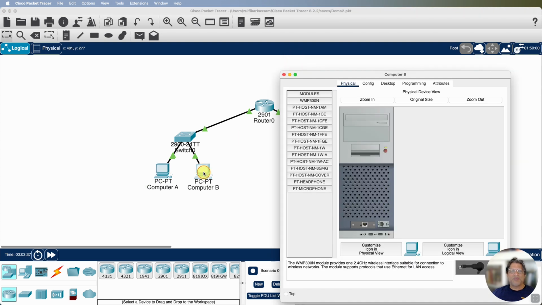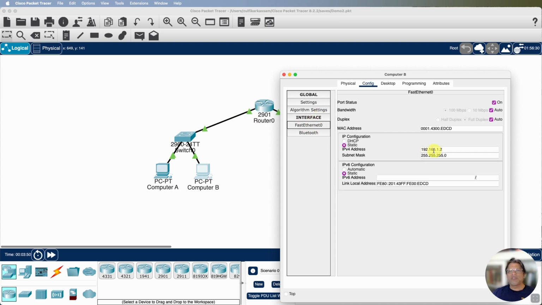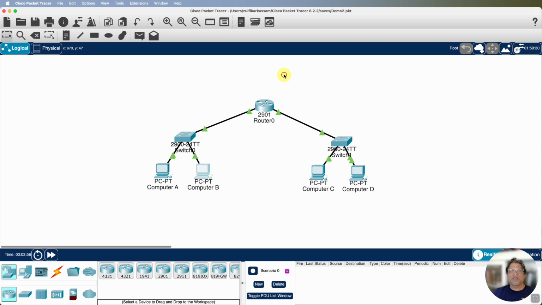And then computer B, if we look at the configuration there, the default gateway is the same. The same Cisco router is being used by computer B as a default gateway. And then we have the Fast Ethernet, which is its own interface at 192.168.1.2. So this is the second computer on the network.